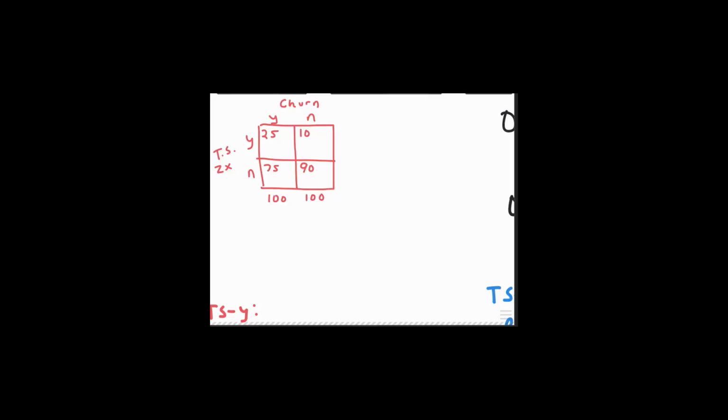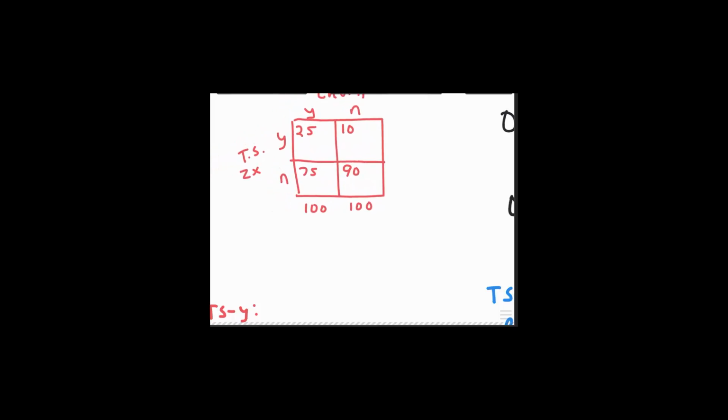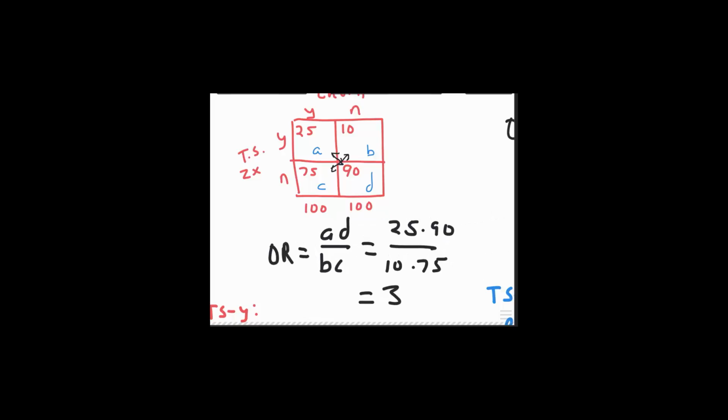And I'm going to start with labeling the cells of this table as A, B, C, and D. So if you do that, basically what we're doing here is what's called cross multiplying. You take the product of A and D and divide it by the product of B and C. So 25 times 90 divided by 10 times 75.